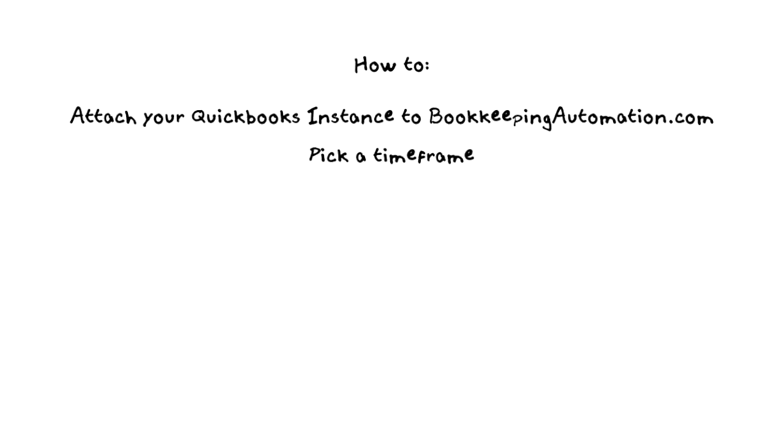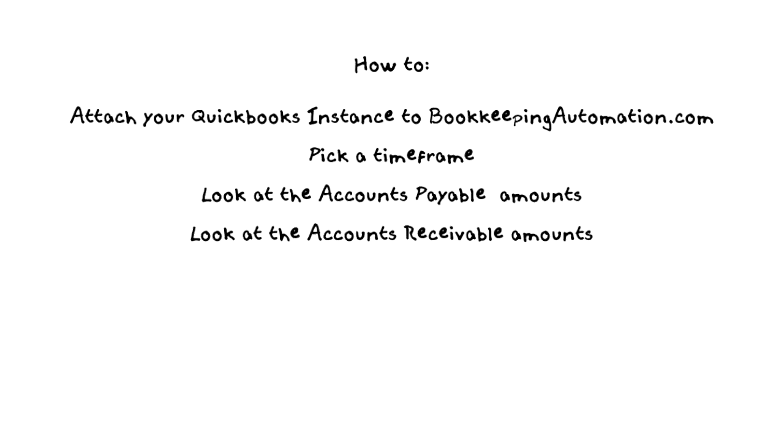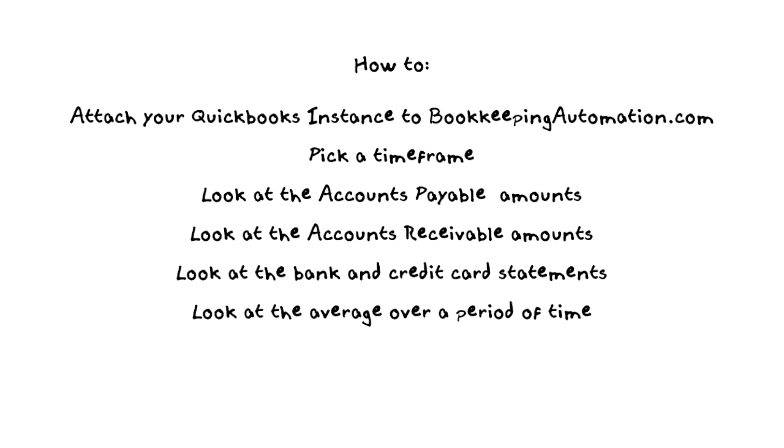Then what you do is you use our value pricing tool and you pick a time frame. So typically you should look at over a year or 2 years, 3 years, if you can get that kind of information out of QuickBooks. Then you start to look at the accounts payable transactions that are happening. You also look at the accounts receivable transactions that are happening, and then also look at your bank and credit card statements on those kind of transactions that happen as well.